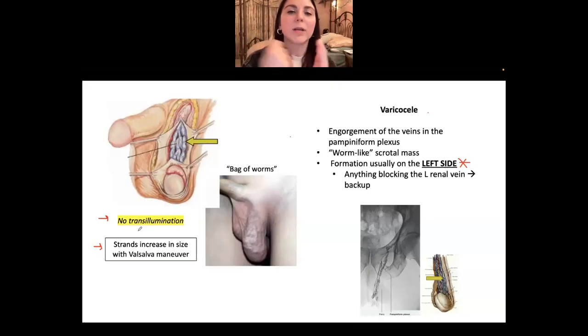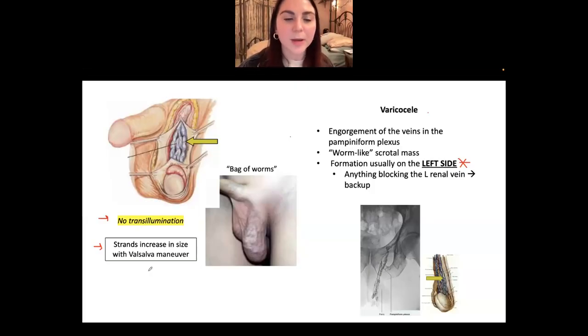It's not going to be able to get, the light's not going to be able to pass through. So they say there's no transillumination. Hydrocele, which again is just all water in there, enlarging the scrotal sac, you will see transillumination. So again, that's a difference between varicocele and hydrocele.